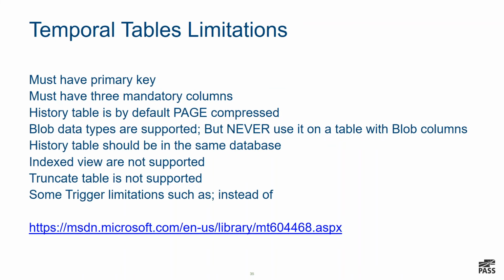Temporal tables have some limitations. You must have a primary key, which you usually have in your data warehouse. You must have those 3 mandatory columns that I mentioned. The history table is page compressed by default. Blob data types like text, and binary data types, are supported, but never use temporal tables on columns with those data types, because any change will create a whole new record with that binary value, and that will make your database massive and quite slow in terms of performance.